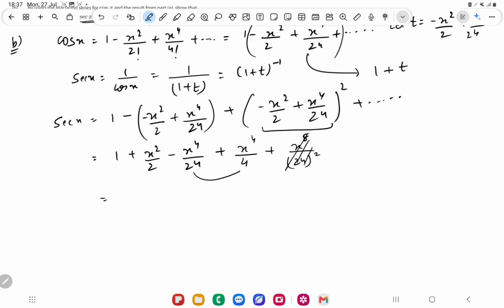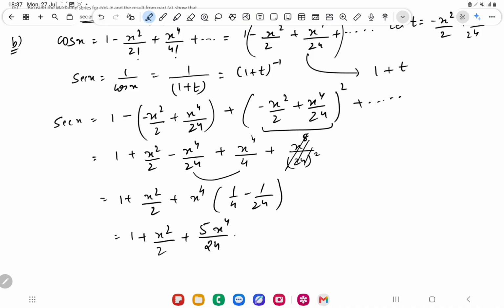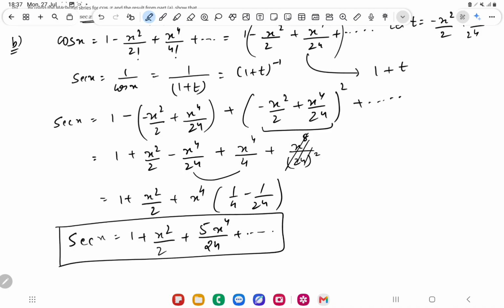Next I can take the LCM and solve this further. So I will get 1 plus x squared over 2. Let me take x to the power 4 common, so it will be 1 upon 4 minus 1 upon 24, which will give me my final answer as 1 plus x squared over 2 plus 5x to the power 4 over 24. So this is the expansion of sec x. Now let's move to the last part of this question.